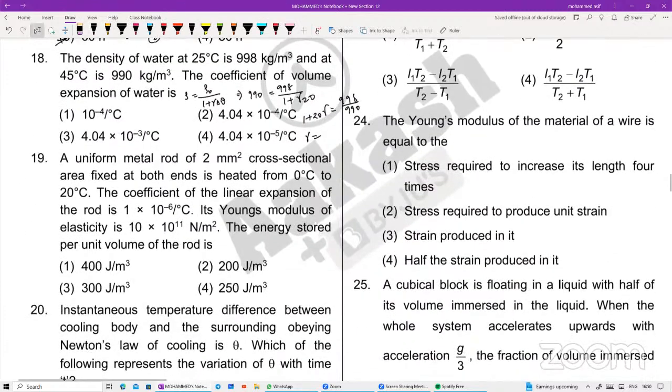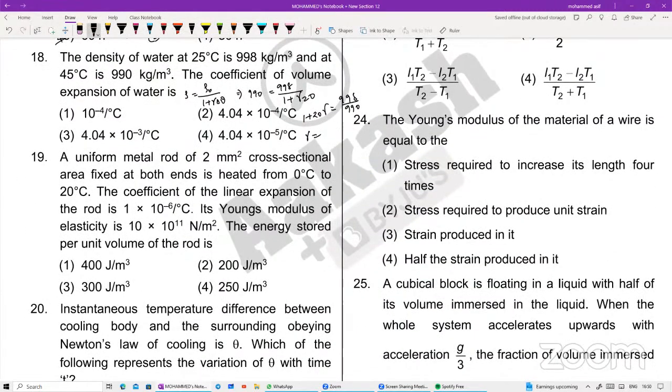चलो next one. A uniform metal rod of 2 mm square cross sectional area fixed at both the ends is heated from 0 degrees Celsius to 20 degrees Celsius. The coefficient of linear expansion of the rod is 1 into 10 to the power of -6. Its Young's modulus of elasticity is given as 10 into 10 to the power of 11 Newton per meter square. The energy stored per unit volume will be equal to how much? I hope you remember the formula.